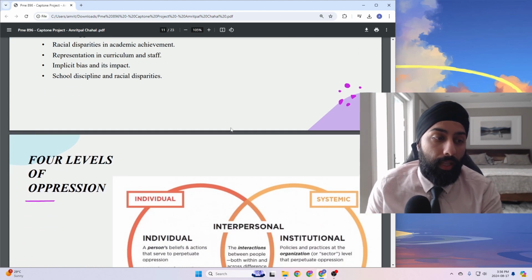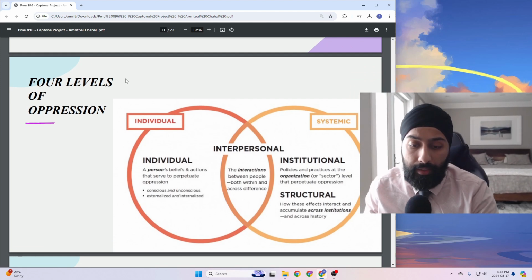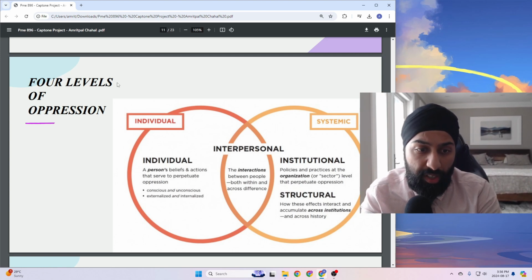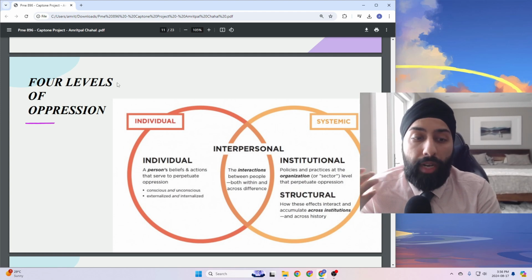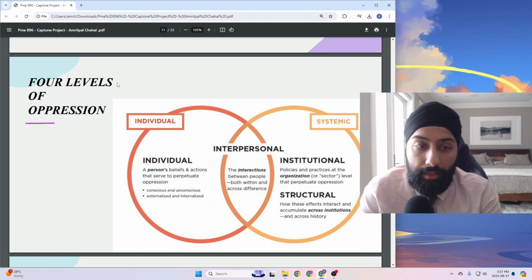Let's talk about the 4 levels of oppression. And I got this amazing diagram at this website called National Equity Project. It's amazing. Please check out that resource. It can be broken down into 4 levels of oppression. First, it's the individual. A person's belief and actions serve to perpetuate oppression. It can be conscious or unconscious, right? It can be systemic, institutional, policies and practices at the organization level that perpetuate oppression. It can be structural, how these interact and accumulate across institutions. And finally, it can be interpersonal. It can be both the interactions between people and both within and across these differences, right?